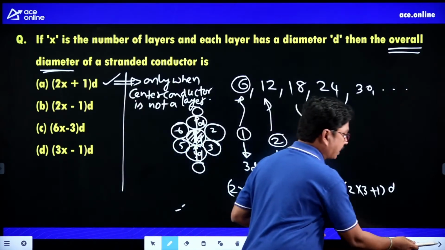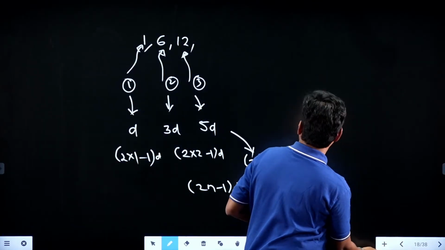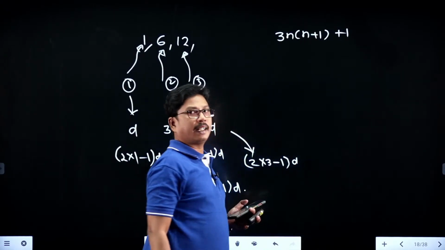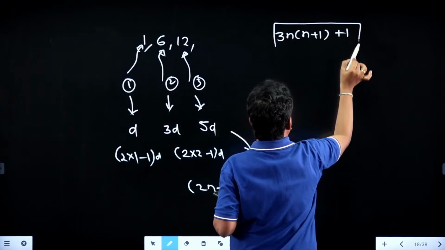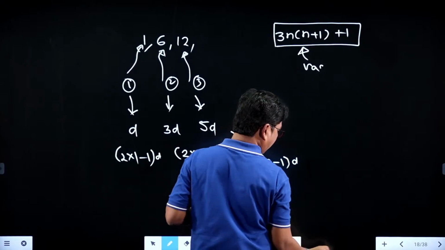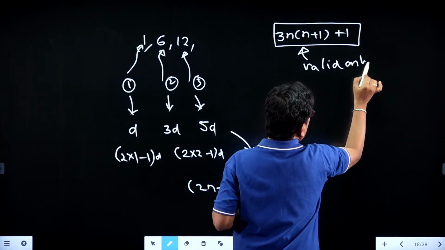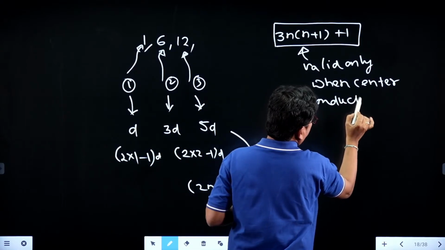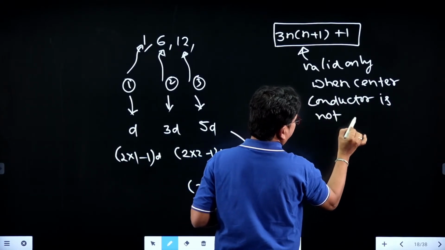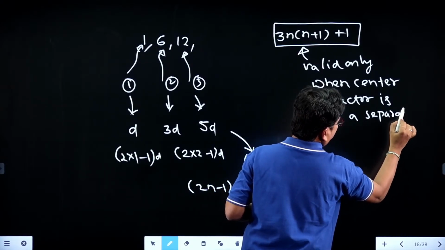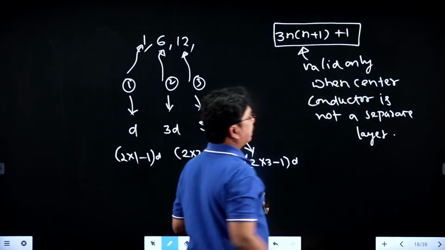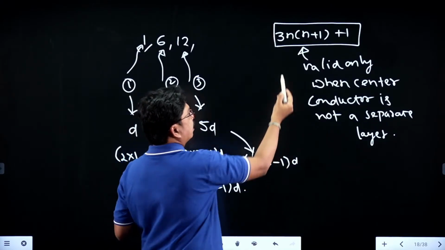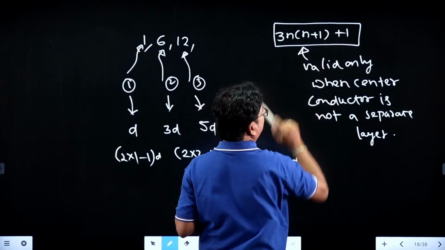So you can write the formula for that one. The number of conductors is 3n into n plus 1 plus 1, and this formula is valid only when the center conductor is not a separate layer. Suppose if the center conductor is a layer, just check here. Suppose n is equal to 1, 3 into 2 plus 1, it will be 7.